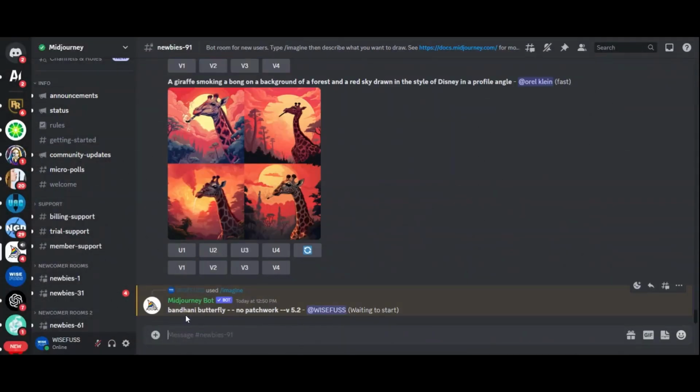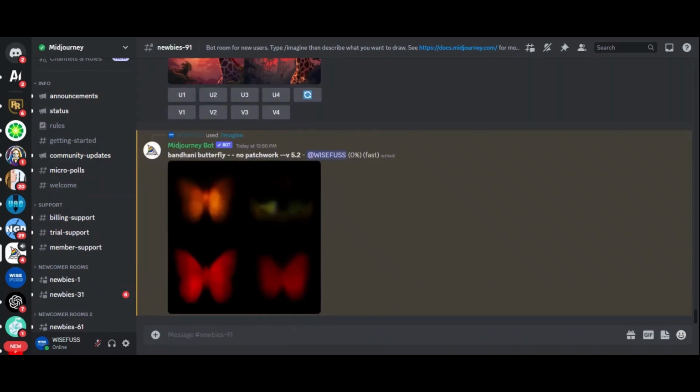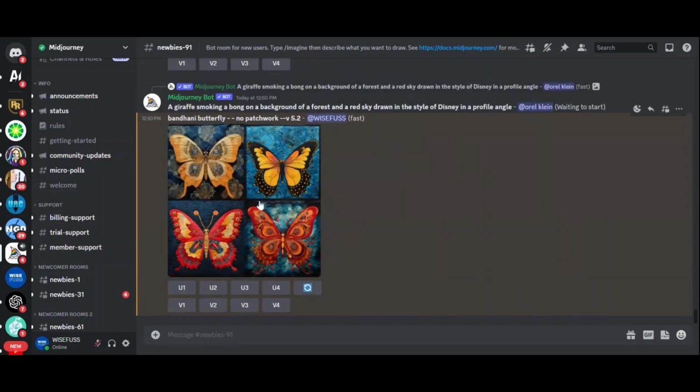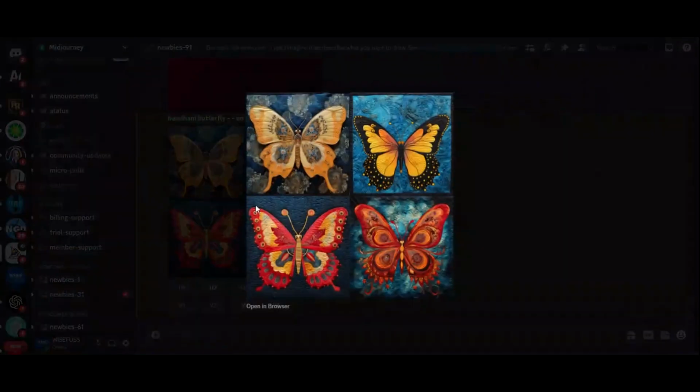Segment number 6, the enigma of no. Let's venture into uncharted territory with the no parameter. This one's fascinating. By specifying what you want to exclude from your images, you can enter the realm of the unexpected. Sometimes it results in strange and creative outputs, proving that limitations can be your greatest source of inspiration.